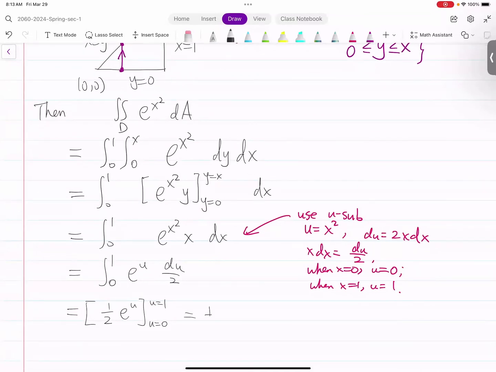So we get an answer: this is 1/2 e to the 1 minus 1/2 e to the 0. And we know that e to the 0 is just 1. Right? And we're done. So it's good. You see, in the end, we are able to get a nice answer, even though the function e to the x squared, which we started with, is really hard to integrate.